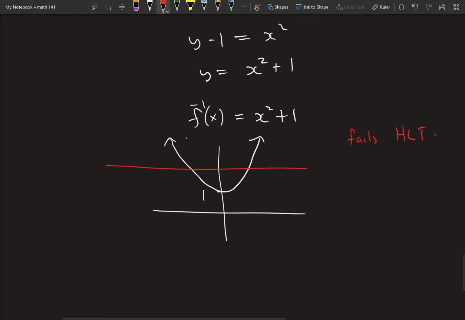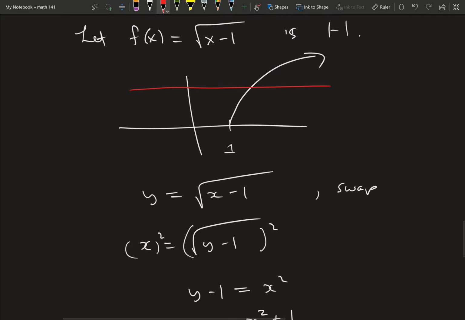Note here that usually the inverse of f inverse of x is f of x. If the inverse of f is f inverse, it goes the other way too. The inverse of f inverse is f. Hopefully you caught that. But if this fails a horizontal line test, that says we can't even invert this function. So something is a little weird. So what is going on?